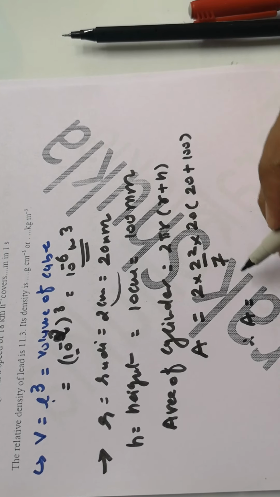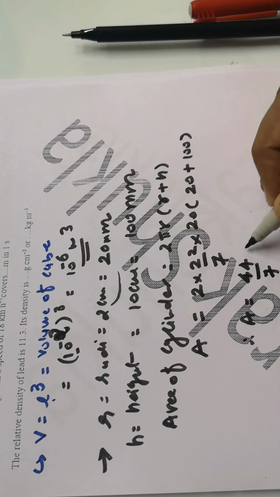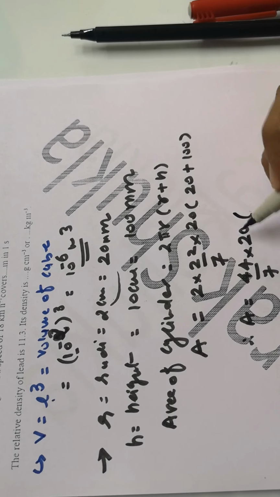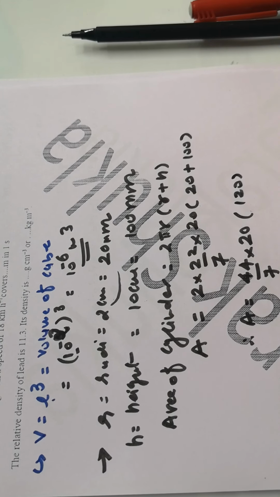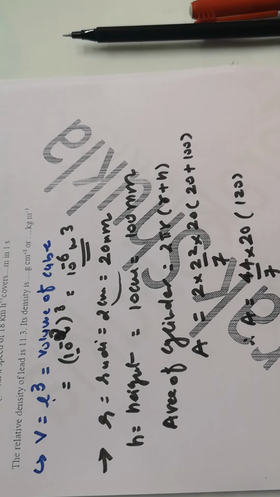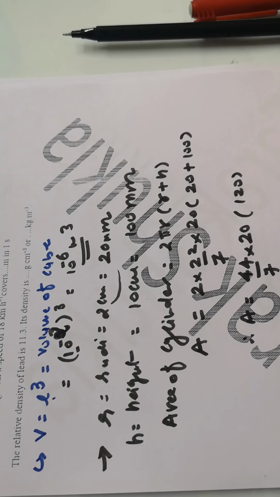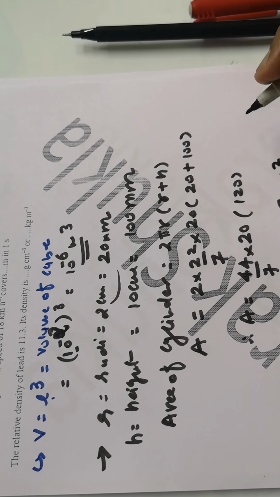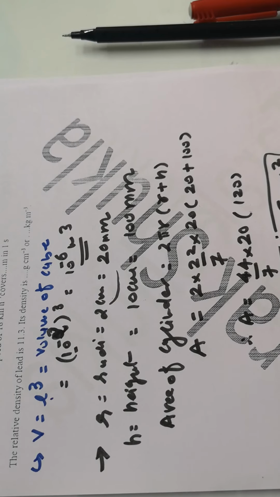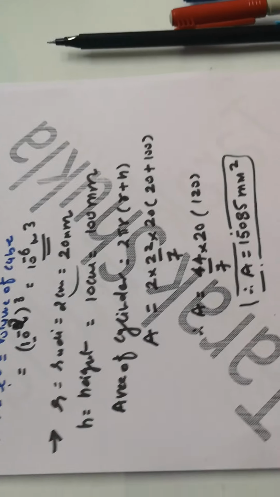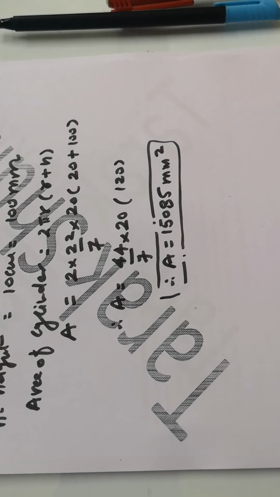So I can have the area as 44 by 7 multiplied by 20, you can say 880, and I have 120. I have a calculator available, you can also calculate by such type of data. My area would be 150.85 millimeters square. So you can calculate such type of calculations. These are very simple examples.